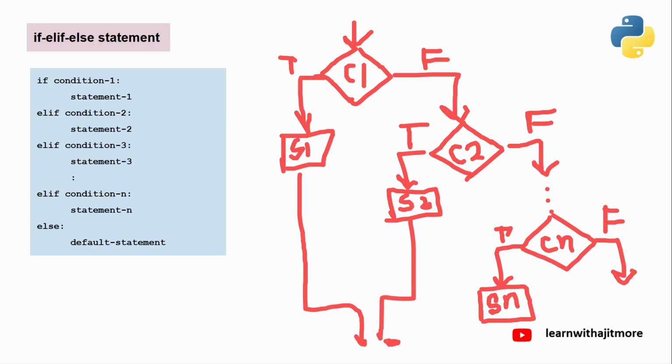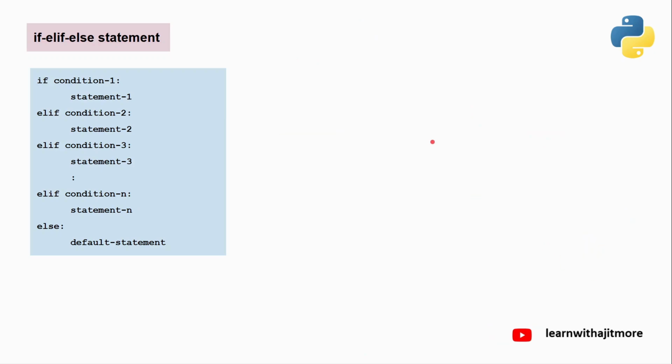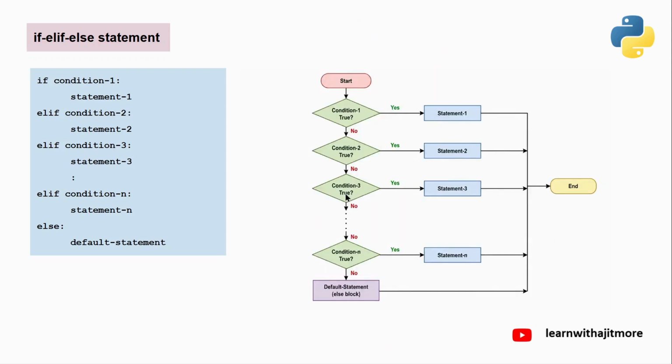The remaining code has to come, the nth also has to come here, and this default also has to come. So I hope you are getting it. Sure guys? See, I have shown it pictorially here. You are checking condition one, true, statement one, and after that continue with the remaining code.